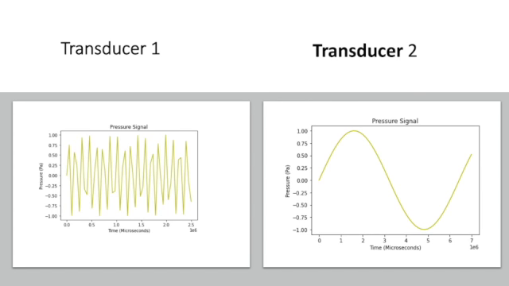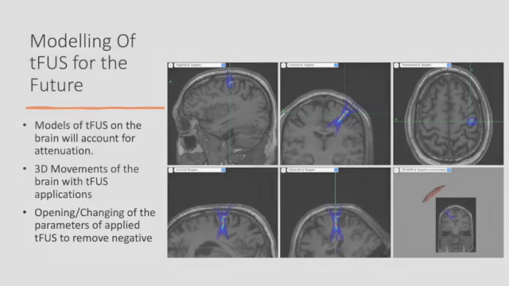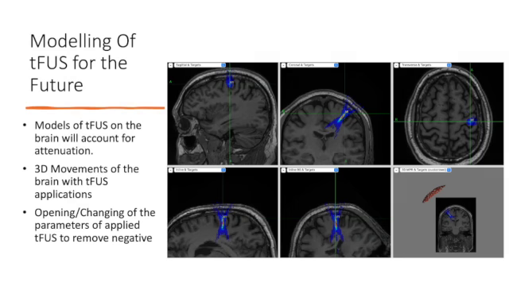These are the pressure signals compared. In conclusion, the models of the focused ultrasound propagation perform the same when implemented into the Metal Compute library to be utilized on Apple Silicon computers, meaning that the metal code is versatile and can accommodate wide ranges of transducers. In the future, the models will cover much larger ranges and allow for the 3D movement of the focused ultrasound application in the brain.